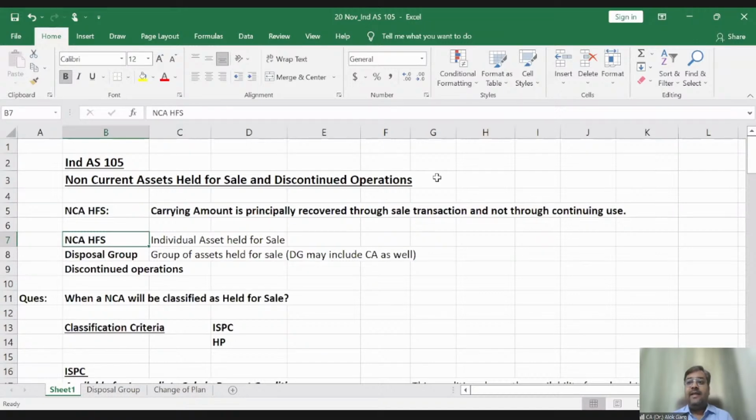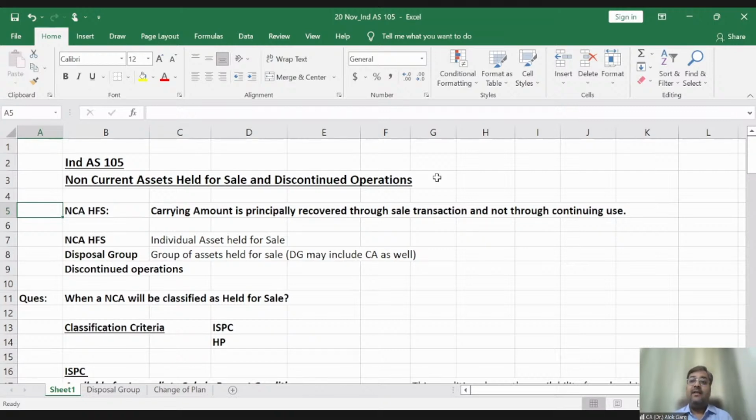In accounting standards, AS 24 was there, which was talking about discontinuing operations. And the non-current assets held for sale aspect was covered under AS 10 and AS 26. So this standard talks about non-current assets held for sale and discontinued operations, right? What is a non-current asset held for sale? Non-current assets held for sale are those items where the carrying amount is principally recovered through a sale transaction rather than through continuing use, right? Because the intent is not to further use. The intent is to sell.